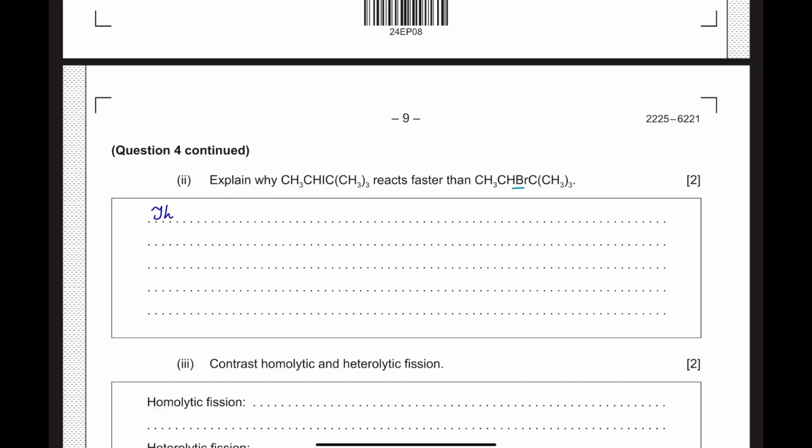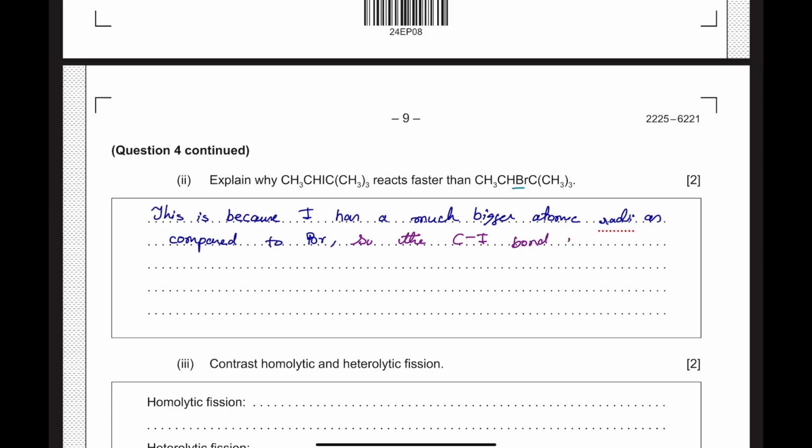So write the answer like this. This is because iodine has a much bigger atomic radius compared to Br. So the C-I bond is weaker than the C-Br bond. Hence, it reacts faster.